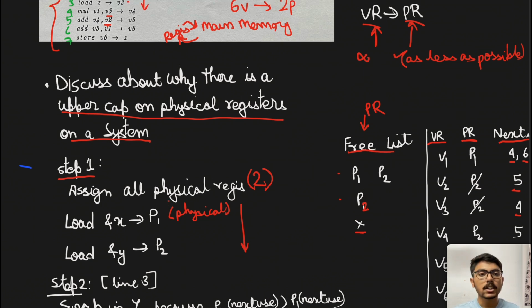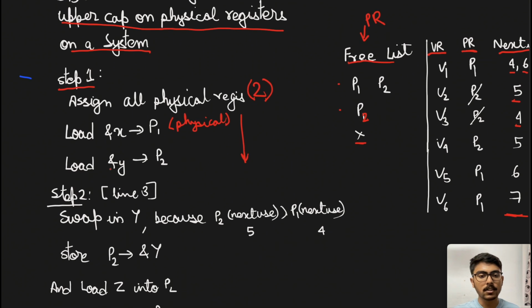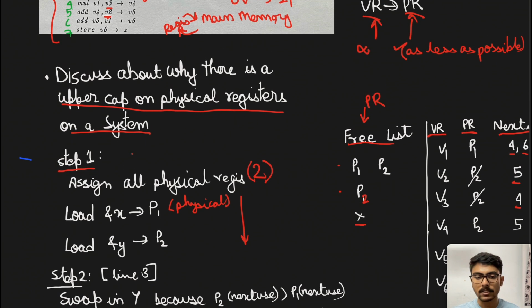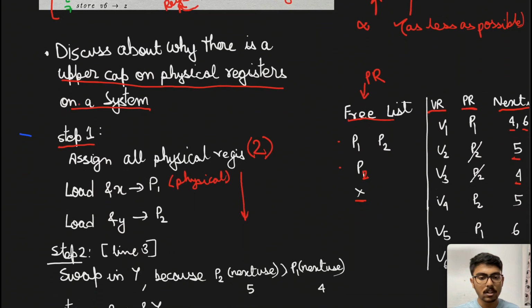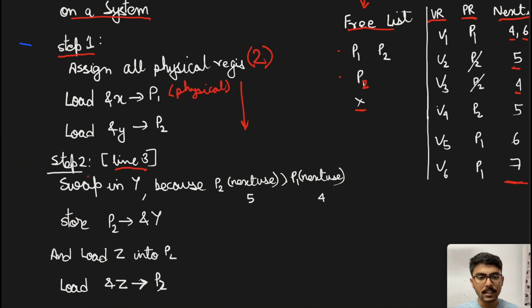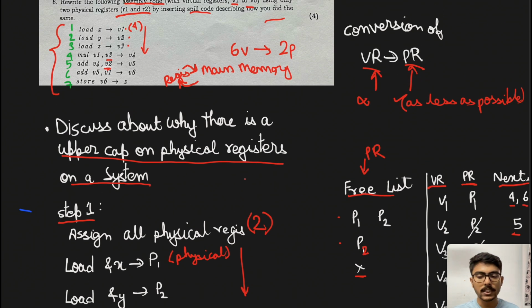Okay, now we come to the second part, step two. And you can see that we need to keep track of the line number as well. So if we go above, we see that we have crossed line number 2. Now we are in line number 3. So at line 3, step 2 will be to swap out y, because P2's next use is greater than P1's next use. Okay, now what is this? The third line was load z into V3, but we do not have a physical register to load the virtual register, right?